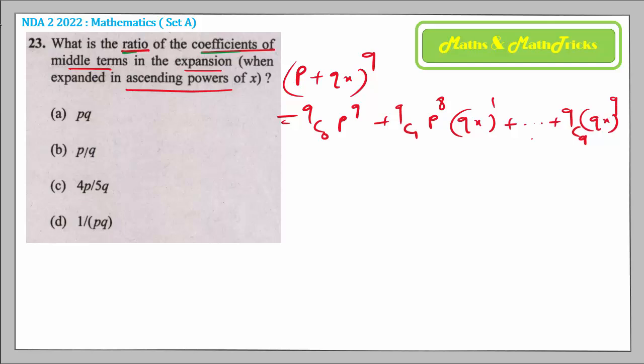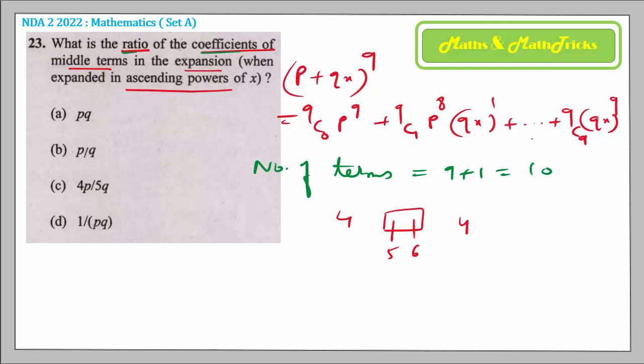First of all, if you have a binomial (a + b)^n, then how many terms will it have in the expansion? n + 1. So yes, as the power of the binomial is 9, the number of terms in the expansion is 9 + 1 = 10. So if there are 10 terms, then 4 here, 4 there, in the middle there remain 2 terms, the 5th term and 6th term, which are basically the 2 middle terms.